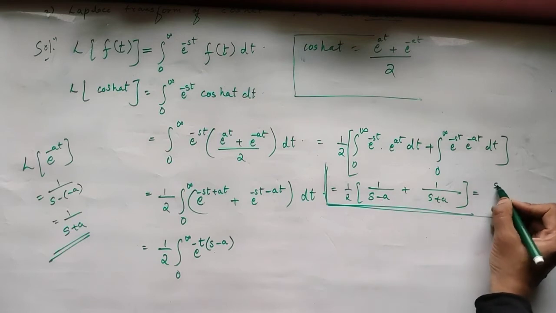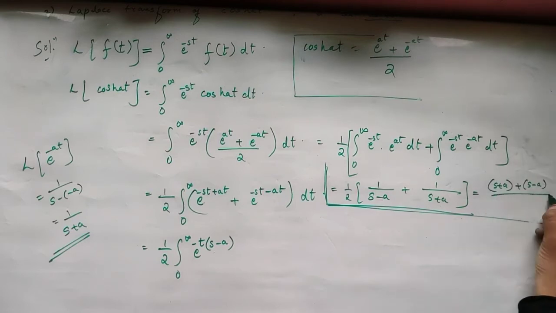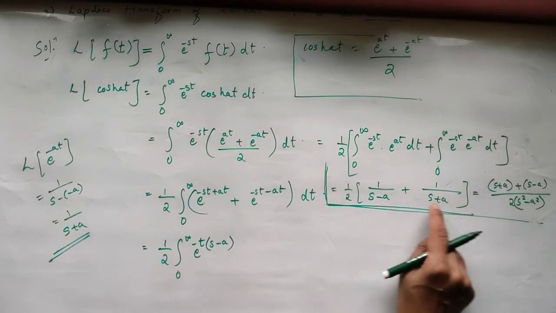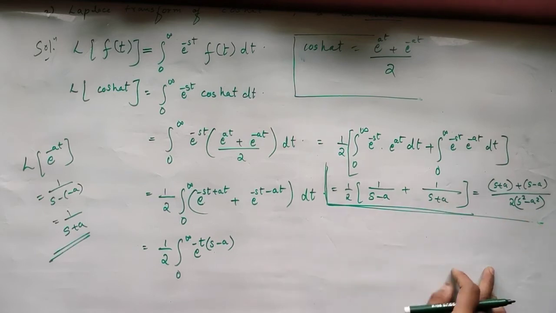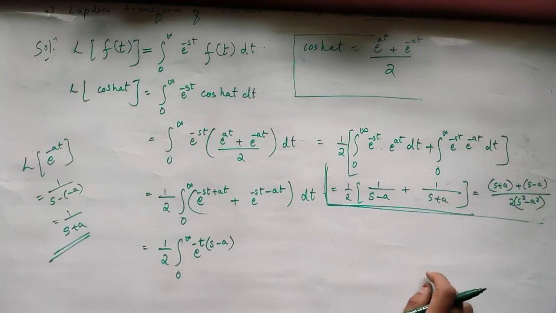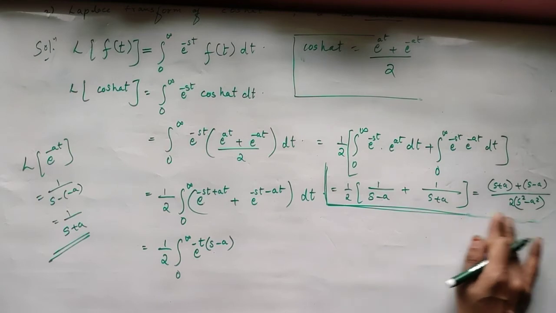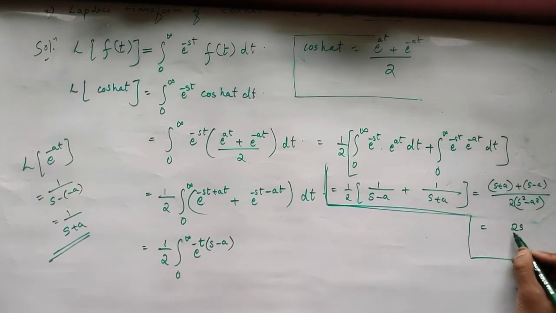If you take the LCM, it will be s plus a plus s minus a over 2 times s squared minus a squared, is it not? Because s plus a into s minus a, that is a minus b into a plus b is a squared minus b squared, here in this case it is s squared minus a squared. Now when you simplify this, a and a will get cancelled. You will get 2s, and just continue it here only. So you get 2s divided by 2 times s squared minus a squared.